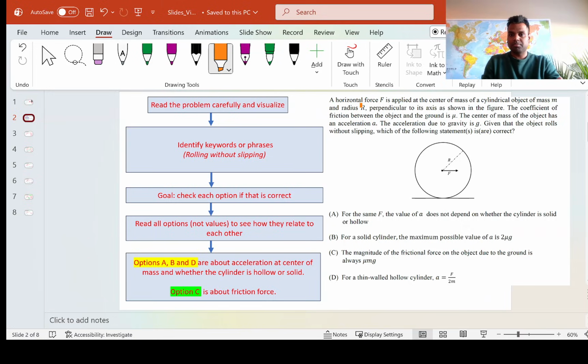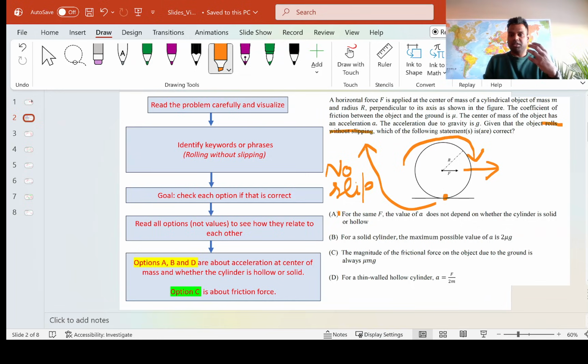Identify the keywords. So in this problem, you have a circular shaped body, and at the center of the body, you are applying a force F. And because of that, the body is moving this way, and it is also rolling. And the problem says you have enough friction, so there is no slipping, and that is very important. Rolls without slipping. So here at this point, no slip, very important.